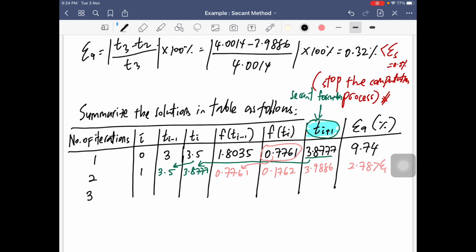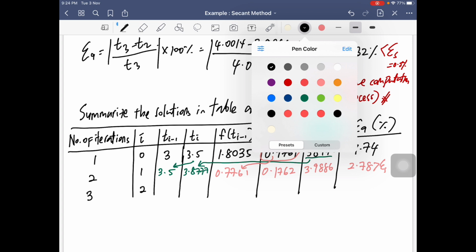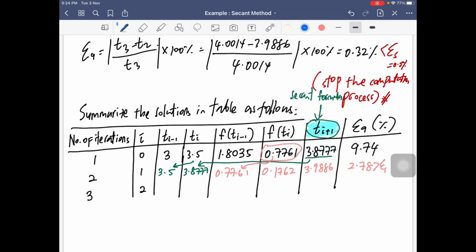So third iteration, i equals 2. So this time, when i equals 2, t i minus 1 means 2 minus 1, so t1. So previously here is your t1, so this value moves here, 3.8777. So at this column here is t i, so t2. Where is your t2? This is from the secant method. Previously you got your t2, so you move here, 3.9886.